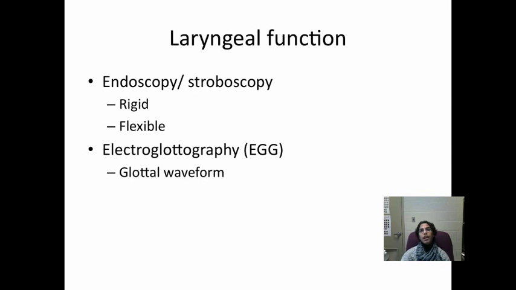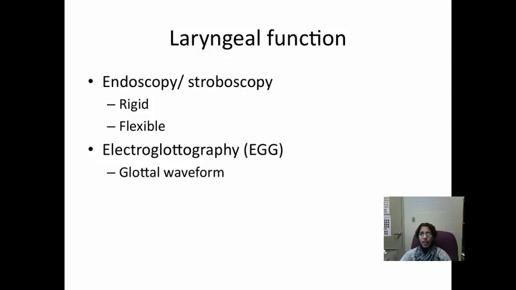Okay. Now we're going to talk about the laryngeal function. I briefly talked about endoscopy, right? Rigid and flexible. And then there's something called stroboscopy. So endoscopy is basically just a scope that goes in your mouth, or a flexible scope that goes through your nose. It helps us visualize the vocal folds, right? Vocal folds are the pearly white structures which vibrate to produce the voice. So it helps us visualize the vocal folds.